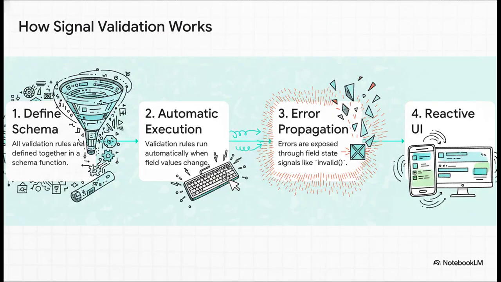So how does validation work in this new world? It's actually pretty elegant. First, you define all your rules in one central place, called a schema. Then, a user types into an input field. The moment they do, the rules for that field just fire off automatically. And then, this is the magic part. Special state signals like invalid and errors instantly update. You don't have to check for anything. Your UI can just react to the new state.